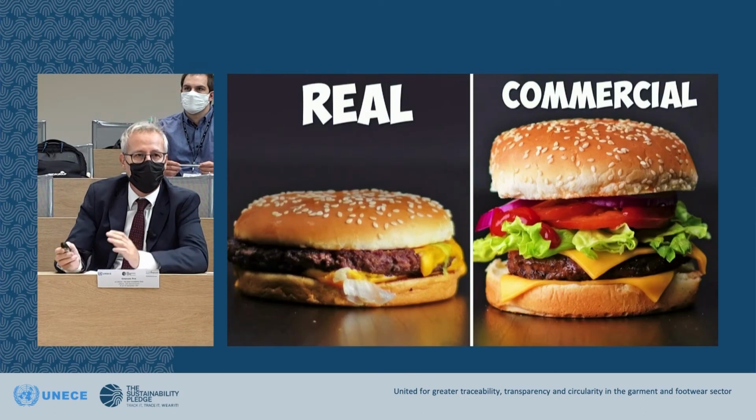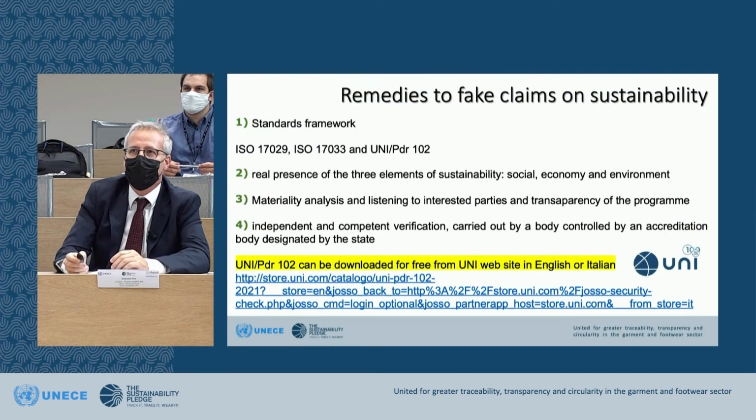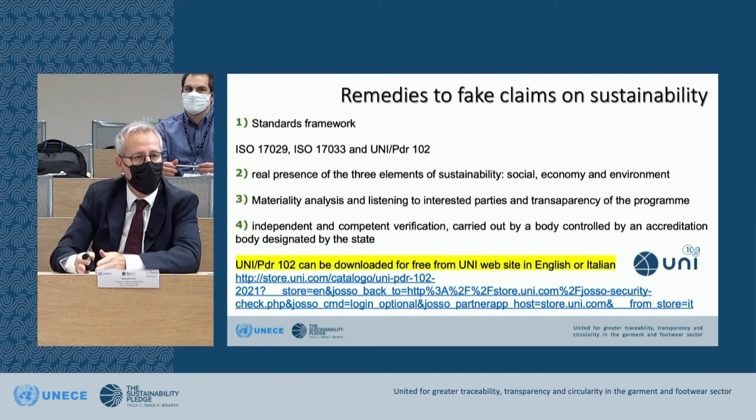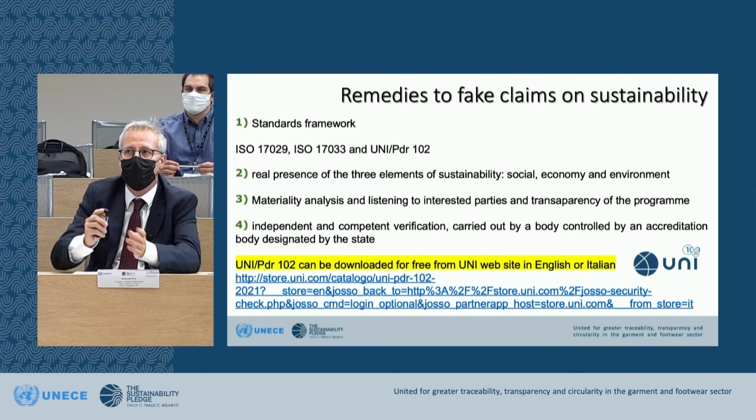So we have to change from the real to the commercial. We have to try to come to the ground. Just a summary: we have a framework of standards. It's not developed just by one company, one party, but on a table of standardization bodies recognized by the state. We need the real presence of the 3 elements of sustainability: social, economic, and environment. The materiality analysis is needed in order to avoid misleading claims and greenwashing. And you need an independent and competent verification of the claim. And here you can download the standard for free from the website of UNI in English and Italian.